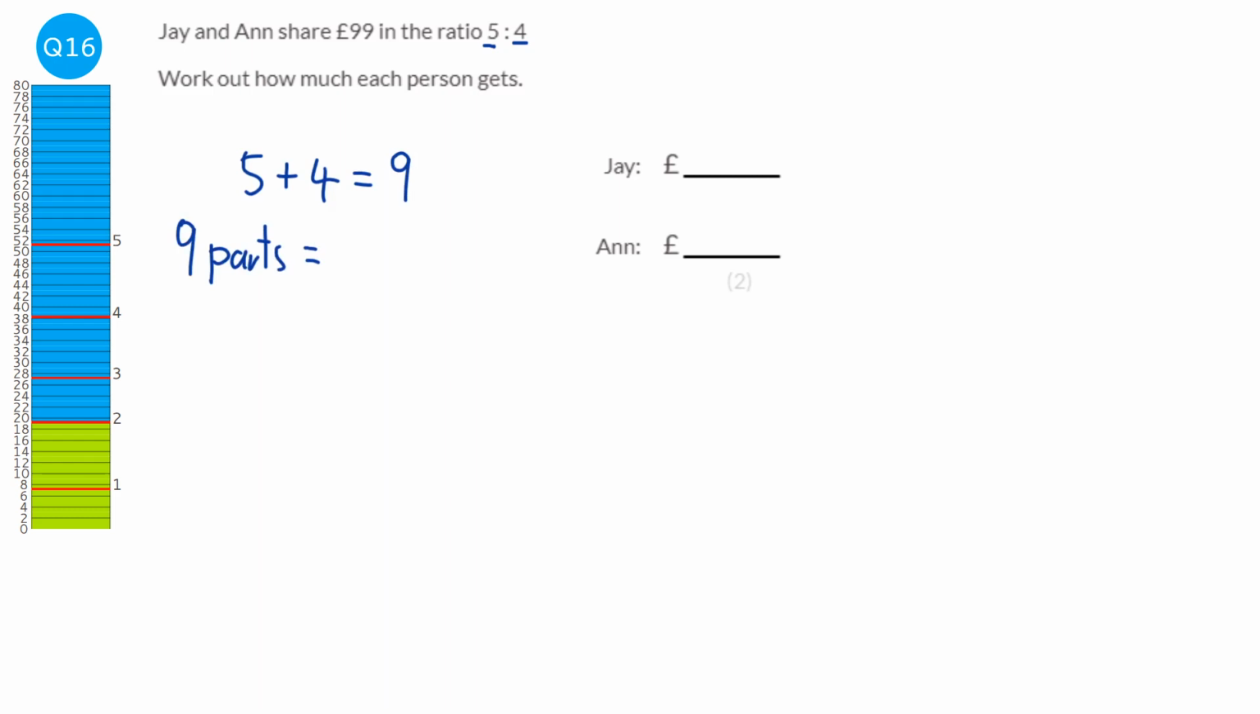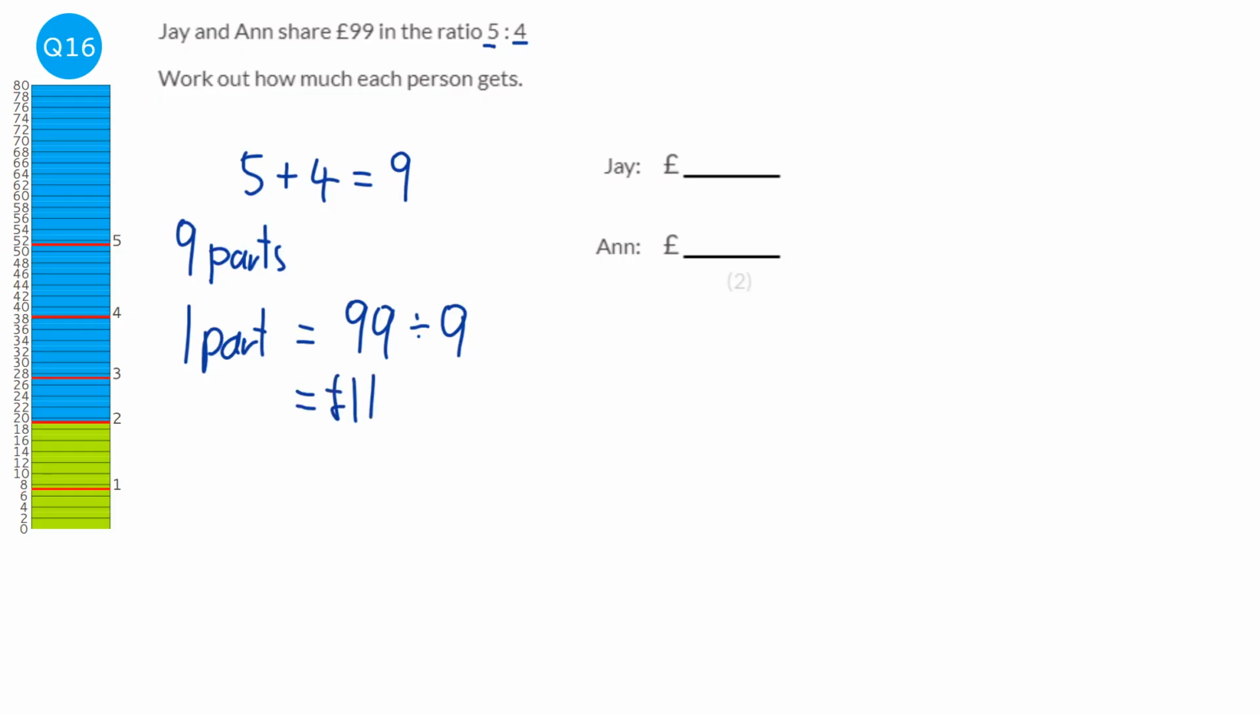Now, each part, or each pile, is going to be worth 99, which is the total amount of money, divided by how many equal piles we have, so divided by that 9. So 99 divided by 9 is 11. So one part is worth £11.